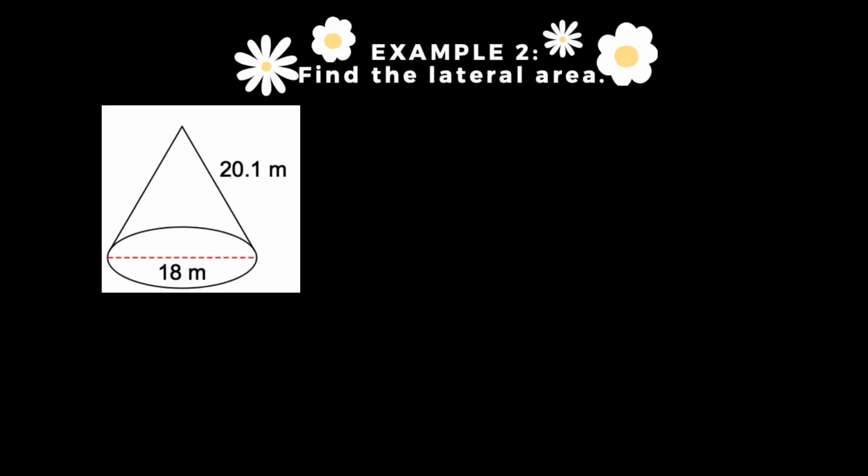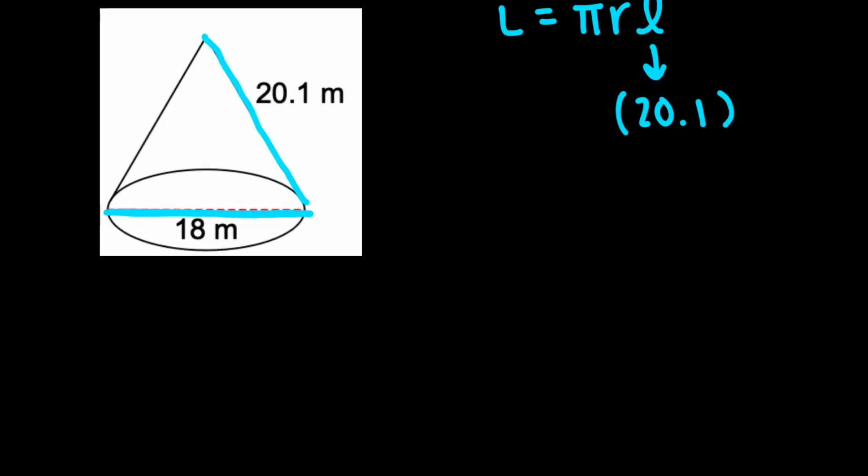Alright, so here in example 2, I ask you to find the lateral area. I give you the diagram over to the left. Remember, your lateral formula is pi r times the slant. So when I look, I have my slant height. It goes from the vertex to the edge of the circle. This is going to be 20.1. But when I look at my circle, I have the diameter. It goes from one edge of the circle to the other.